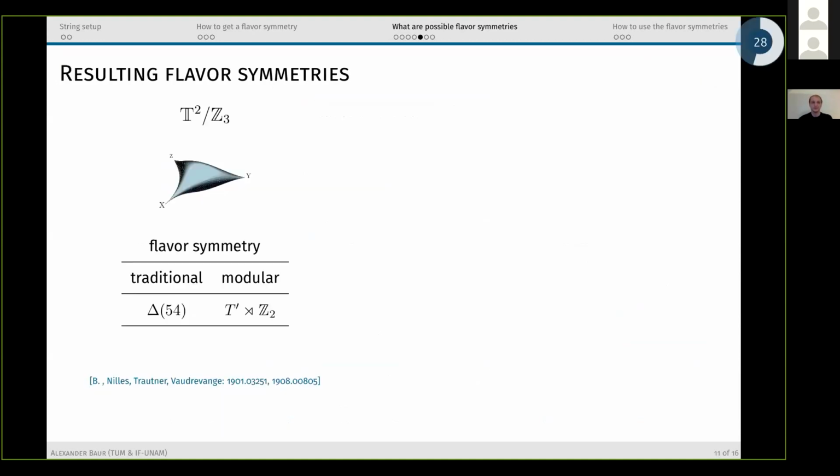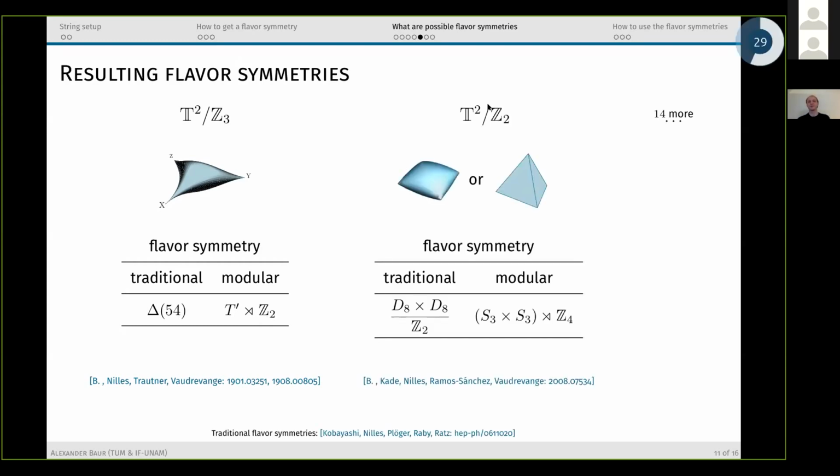Okay, so what have we found by now? So I told you we were looking at the two-dimensional orbifolds. And by now we've always been discussing this Z3 orbifold over here. And we found the traditional flavor symmetry Delta(54), and we found the modular flavor symmetry T prime, well, not divided, times Z2. This was the CP-type Z2. Of course, there are other two-dimensional orbifolds. So there's, for example, the T2 over Z2 orbifold. And there are 14 more, if you don't count the trivial torus. 14 more orbifolds to go, so there is still work to do in terms of classification of the two-dimensional orbifolds.